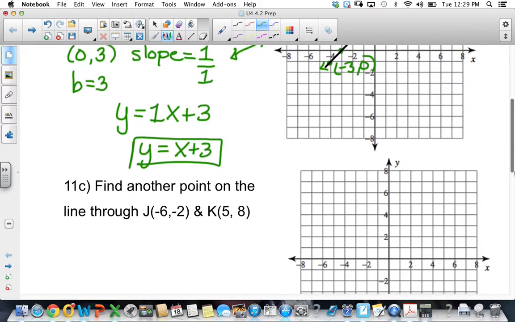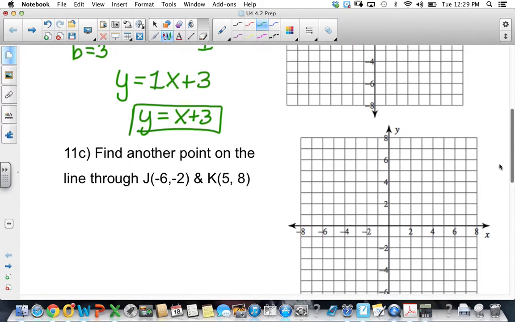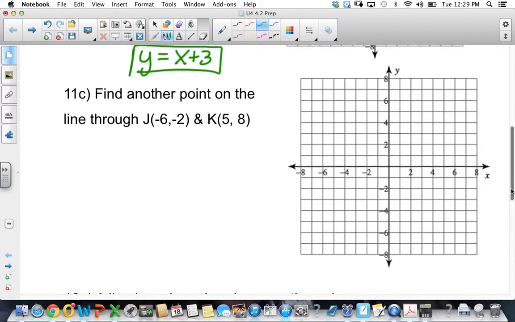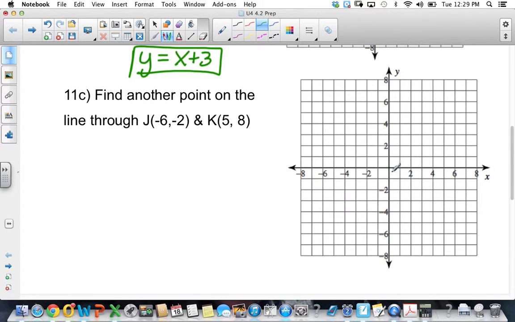11C says to find another point on the line. Well, if you're not sure how to start these problems, always start by graphing and then figuring out what you can find out about it. So (-6, -2) is J right here, and K is (5, 8). And if I were to connect that, I have my line with my arrows on the end. Okay, and this is point J and this is point K.